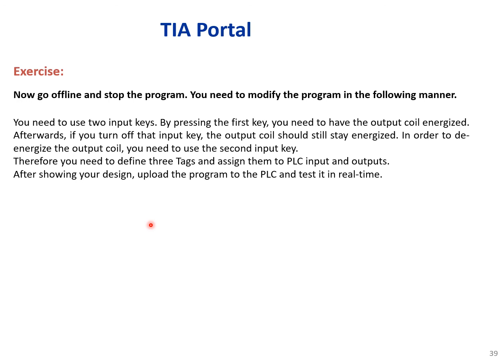In order to de-energize the output coil, you need to use the second input key. So it's basically one start and one stop button. Once you press the start, even momentarily, the output should go on and stay on. And if you want to turn off that device, you need to press stop.